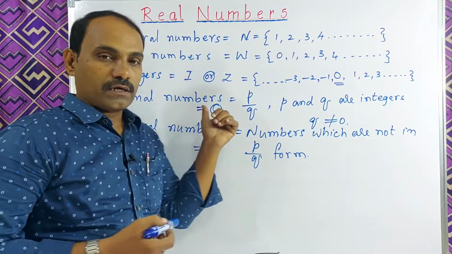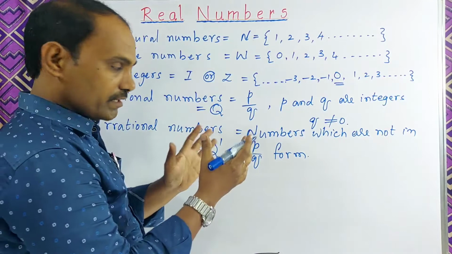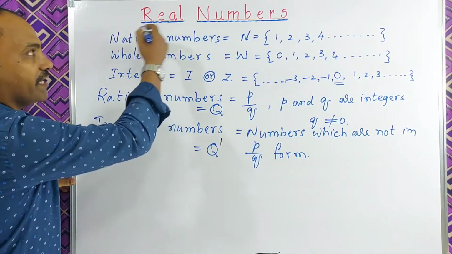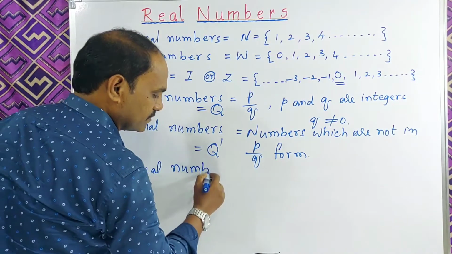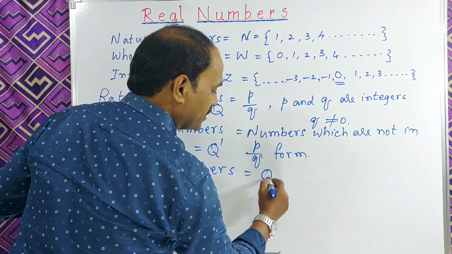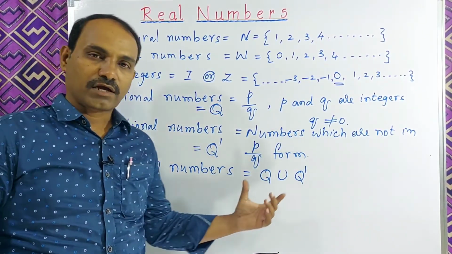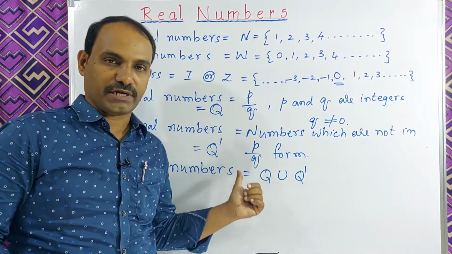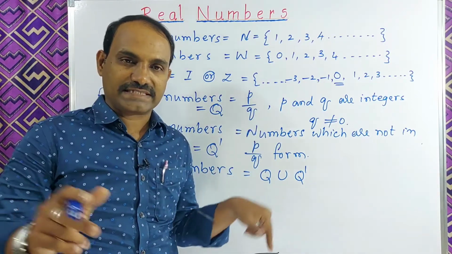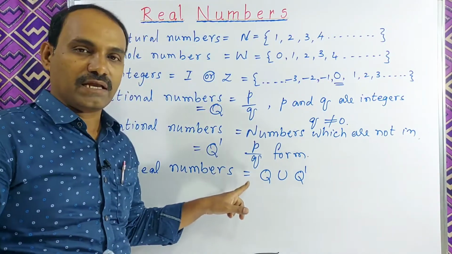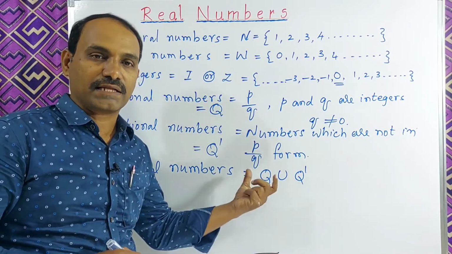And then the combination of rational and irrational numbers is called real numbers. What are real numbers? Real numbers are the combination of rational and irrational numbers. It means when we put rational and irrational numbers together in one set, then that set is called real numbers. In real numbers, irrational numbers are there and rational numbers are also there.